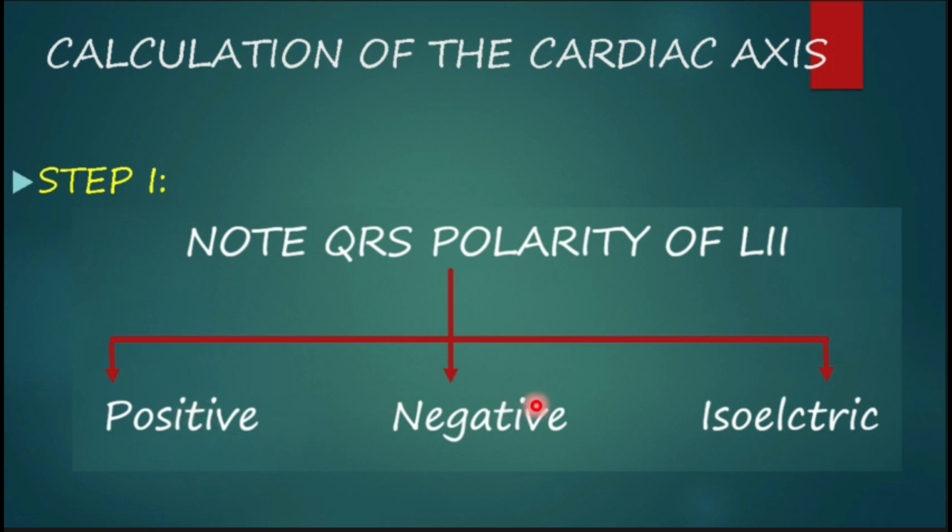If the QRS polarity in lead 2 is negative, the cardiac axis can be left axis deviation or extreme axis deviation. If the QRS complex in lead 2 is isoelectric, the cardiac axis is marginal axis deviation, but still within the normal limits.